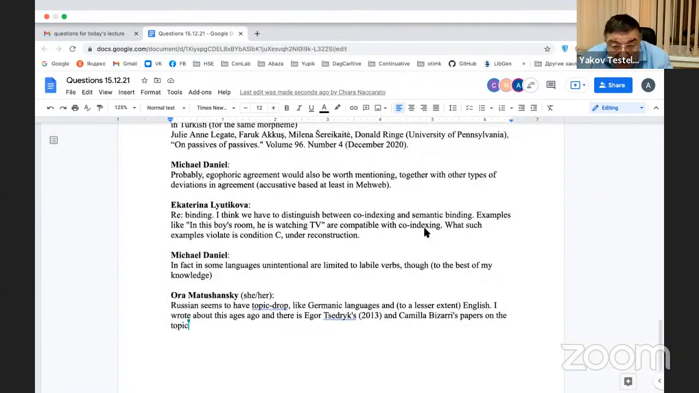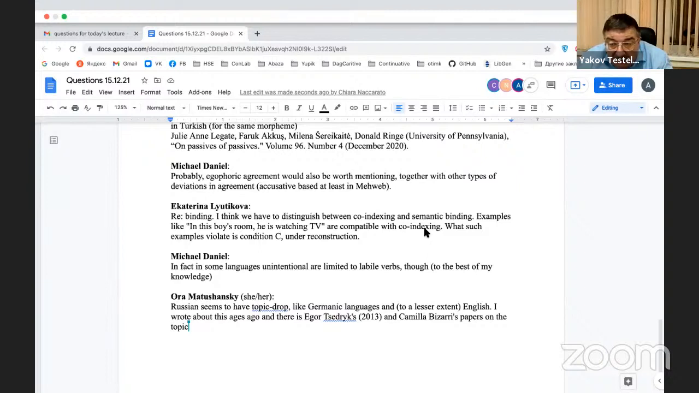On binding, Ekaterina Lyutikova says I think we have to distinguish between coindexing and semantic binding. Examples like 'in this boy's room, he's watching TV' are compatible with coindexing. What such examples violate is condition C under reconstruction. Well, it's true, although I can't exactly see what semantic binding has to do here. It's coindexing, but no semantic binding, to my knowledge, because it's not a context where semantic binding can reveal itself. In fact, in some languages, unintentional constructions are limited to labile verbs, to the best of my knowledge.